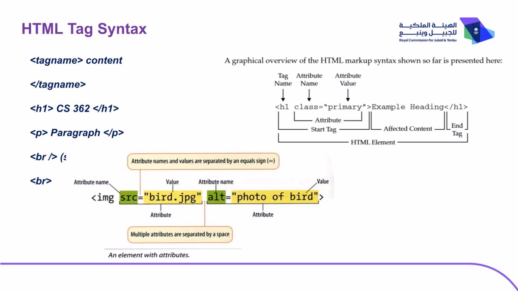HTML tags define elements, generally using a start tag, content, and an end tag, like <tagname> content </tagname>. Some tags are self-closing, and tags can include attributes providing additional information.